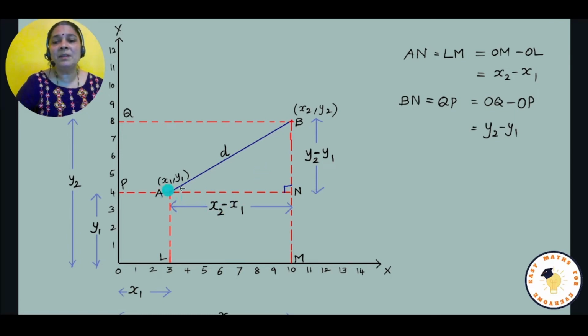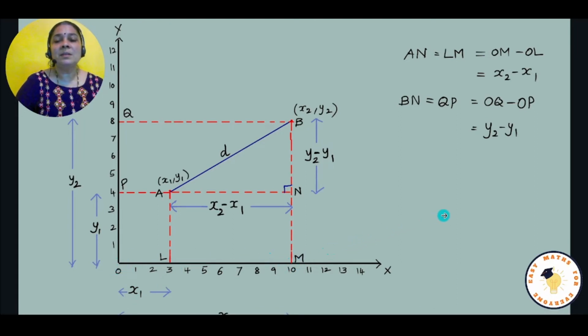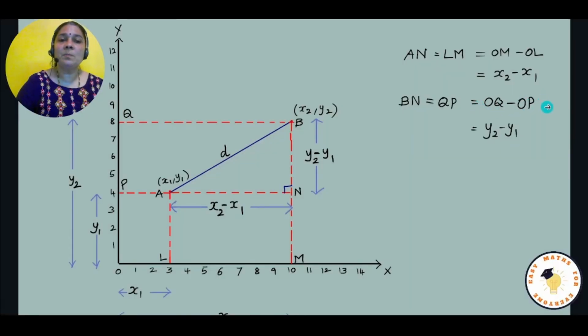Now, the distance between A and N is the same as the distance between L and M. How are we going to find the distance between L and M? The distance between O and L is x1 and the distance between O and M is x2. So, the distance between L and M is OM minus OL, which is equal to x2 minus x1. And similarly, the distance between B and N can be found by finding the distance between Q and P, which is equal to OQ minus OP, which is equal to y2 minus y1.